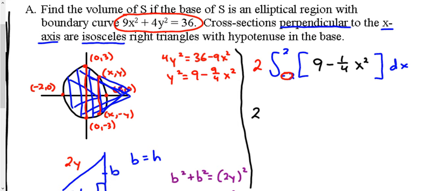So now I have 2 times the antiderivative of 9 with respect to x, which is 9x, minus the antiderivative of 1/4 x squared. Well, the antiderivative of x squared would be x cubed over 3. So this is going to be 1 over 12 x cubed. Right, I can think of x squared over 4, so I add 1 and divide by 3. Now I'm doing this from 0 to 2.